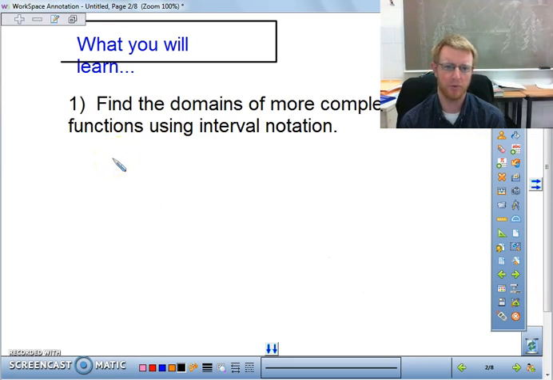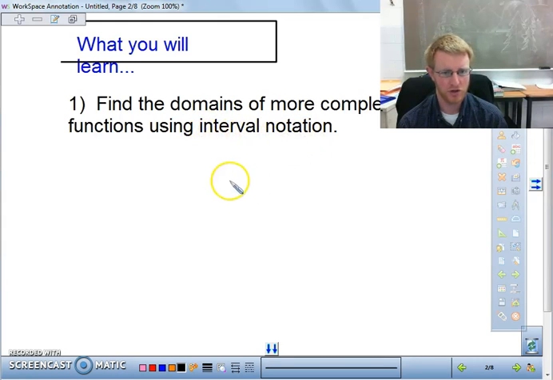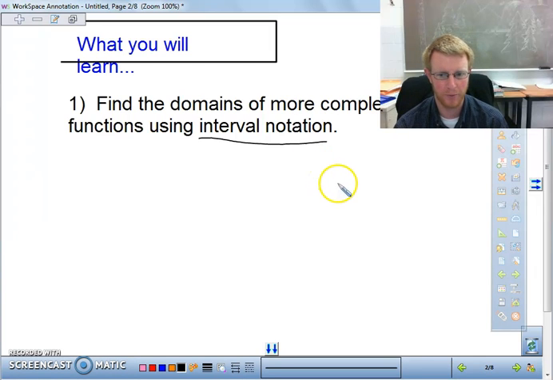So we've done domains a little bit before in other classes, but we're going to really be focusing on writing domains in interval notation, which I know we've just gone over in this class. Interval notation is probably really the most important thing here because you're going to need it for calculus, you're going to need it for the SAT. It's just important to know how to write things in interval notation.